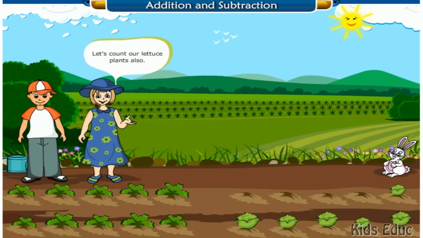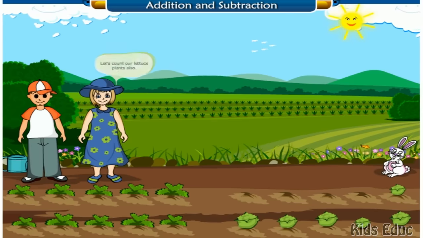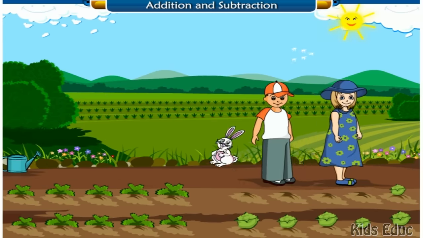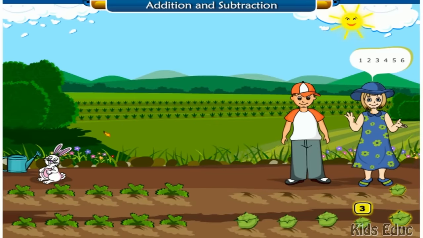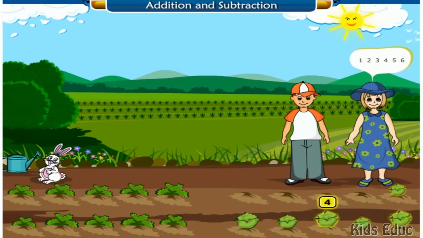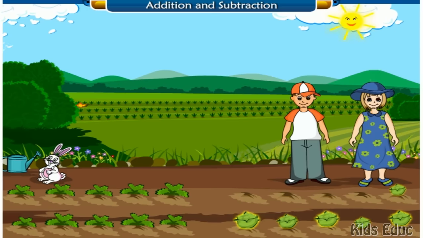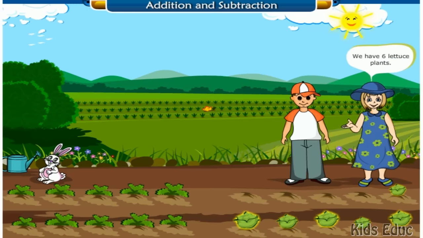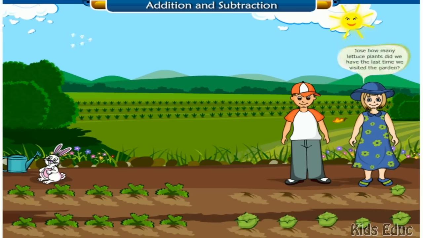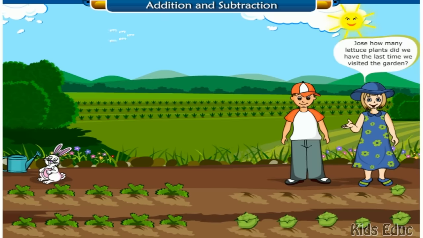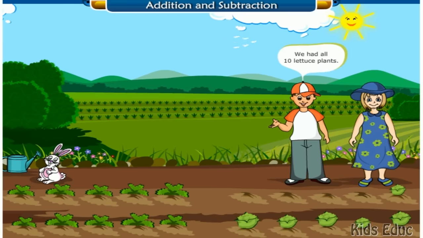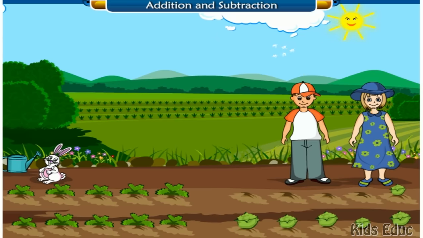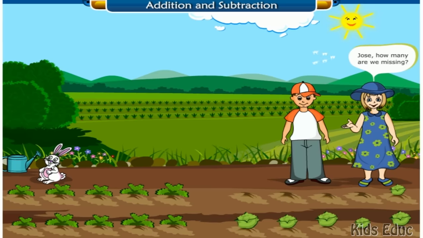Let's count our lettuce plants also. One, two, three, four, five, six. We have 6 lettuce plants. Jose, how many lettuce plants did we have the last time we visited the garden? We had all 10 lettuce plants. Jose, how many are we missing?